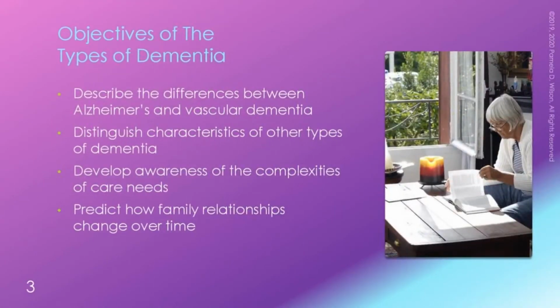Let's talk about the objectives of the types of dementia. At the end of this section, you should be able to describe the difference between Alzheimer's and vascular dementia and distinguish characteristics of other types of dementia. You should develop an awareness of the complexities of care needs and be able to predict how family relationships with your parents or with a spouse will change over time.